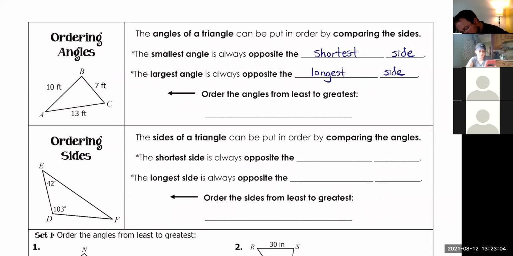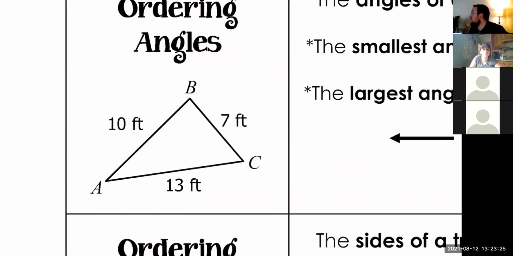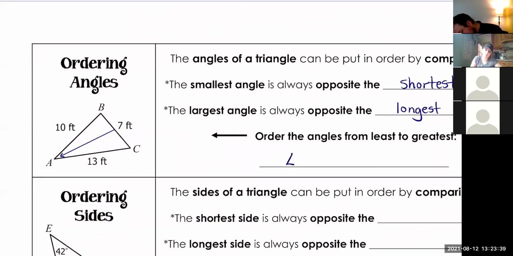So looking at the image to the left here, we're given all three lengths around that triangle. We are going to order the angles from the smallest to the largest. So what would be the smallest angle? Careful. Which is it? Which one's the shortest side? A. 7 foot is the shortest side. Its opposite angle is A. So A is the smallest. What's the next biggest?